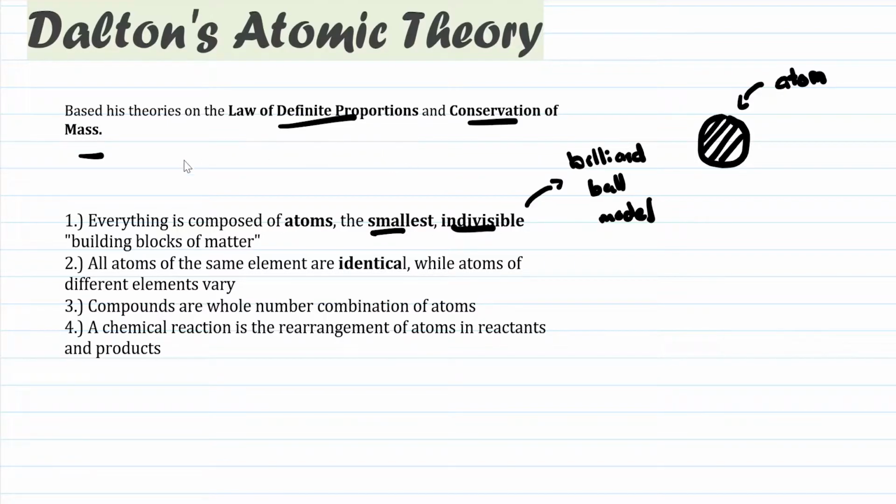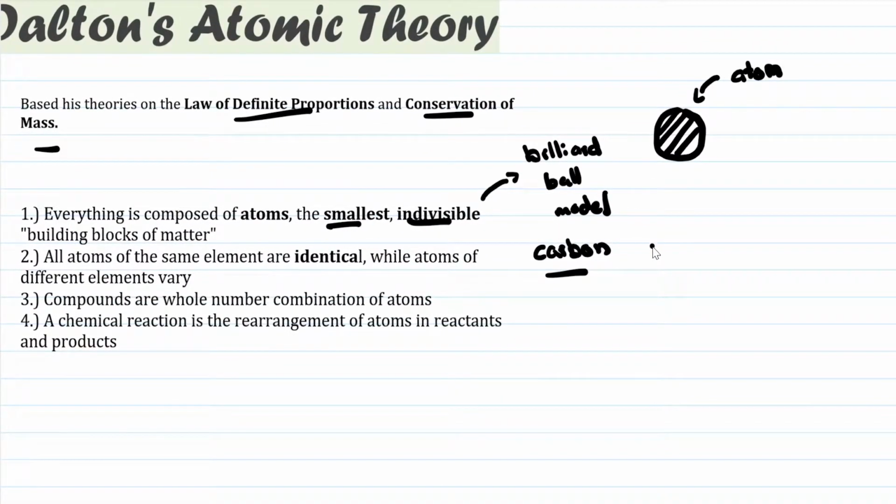All right. The next idea here states that all atoms of the same element are identical, while atoms of different elements vary. So what this suggests is that he thinks that something like an element of carbon would have different atoms than something like nitrogen. Right? And that is what he suggests by this. Maybe their properties will cause them to have completely different atoms, and he primarily bases this off size and mass.